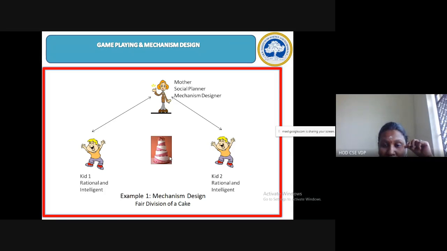The other kid will also be careful while selecting: I cut, you take. He will not complain, because he gave the liberty to the other kid to choose the bigger piece, and the other kid will be careful that he gets the best piece. So both of them are satisfied. This is the mechanism played by the mother. Here you call the mother a social planner, a mechanism designer. This is simple strategic decision making.